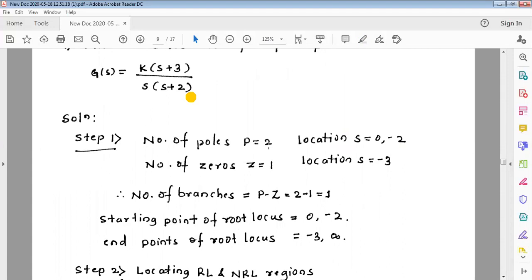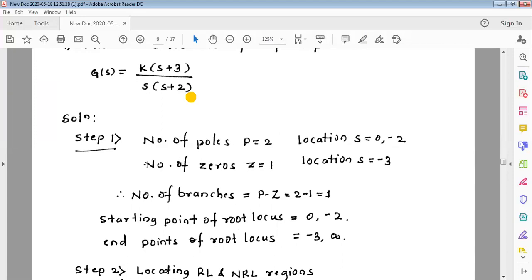So what about the location of those poles? You need to equate these two terms to 0. So that is s equal to 0, which is one location. Then s plus 2 equal to 0, which results in s equal to minus 2. So therefore the locations of the poles are 0 and minus 2.